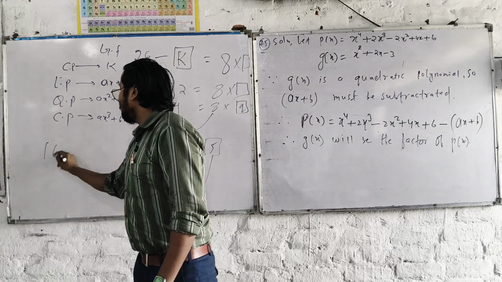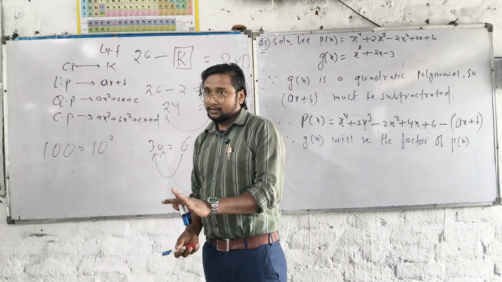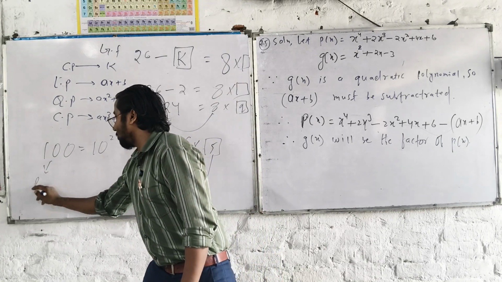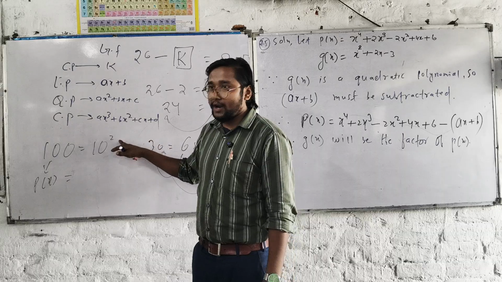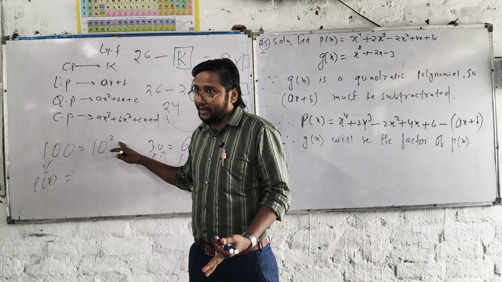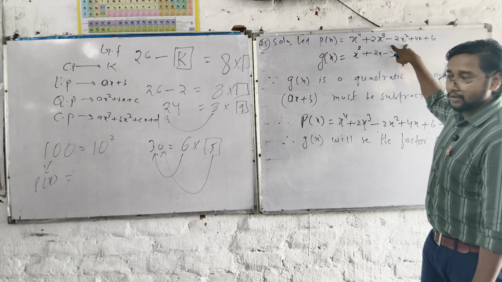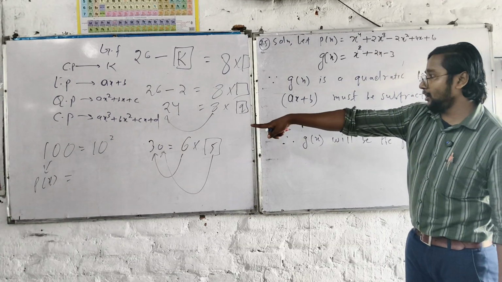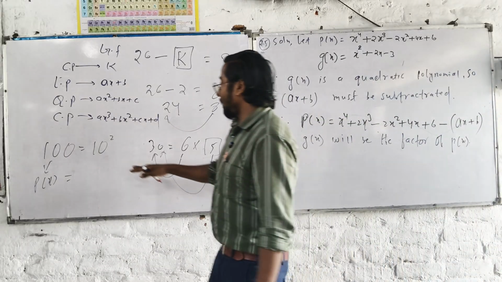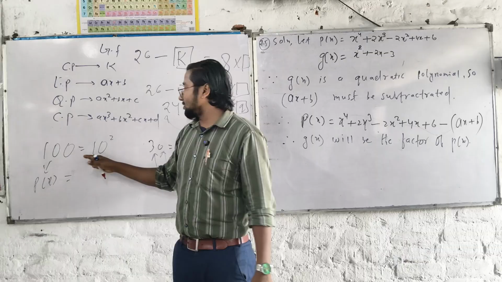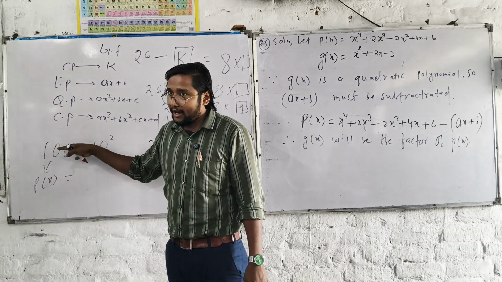Let me tell you something more. So 100 can be written as 10 square. Let's assume it is px for a moment, and power 2 is a quadratic form, because when the power is 2, it will be quadratic form. Let's assume this is 100, and that equals 10 square. Now, somebody tells you 10 squared is the factor of 100.